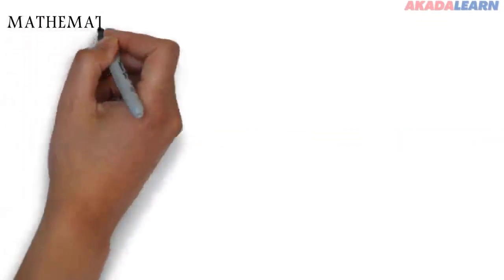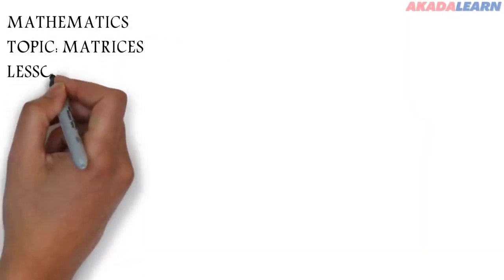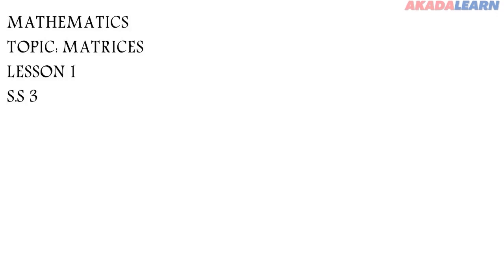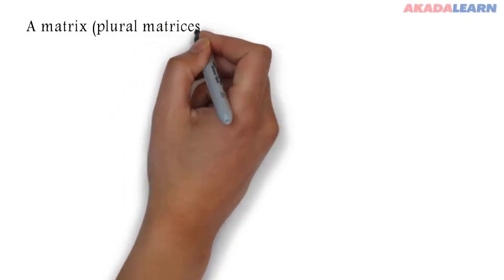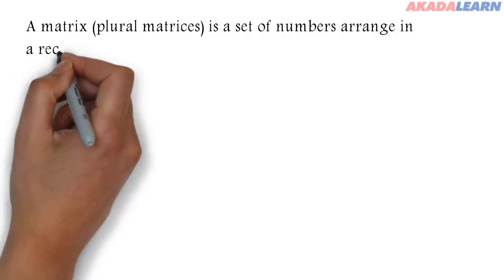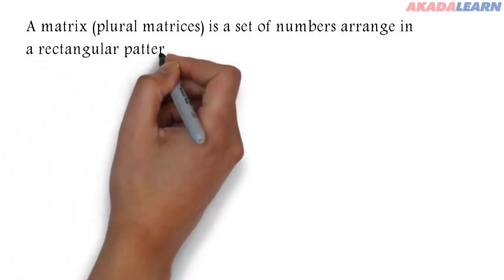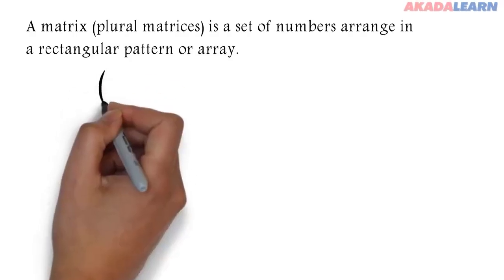Welcome to class. Today we are going to be seeing how to add and subtract two matrices and how to multiply a matrix by a scalar. First of all, let's see the definition of a matrix. A matrix, or matrices, which is plural, is a set of numbers arranged in a rectangular pattern or array. So we are going to see an example of a matrix now.